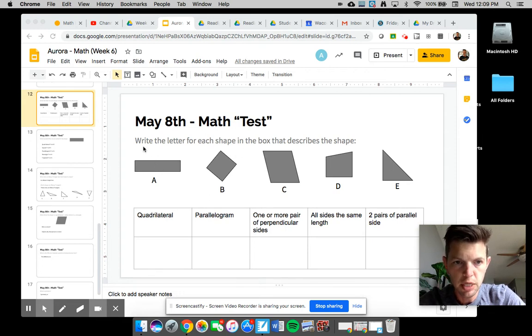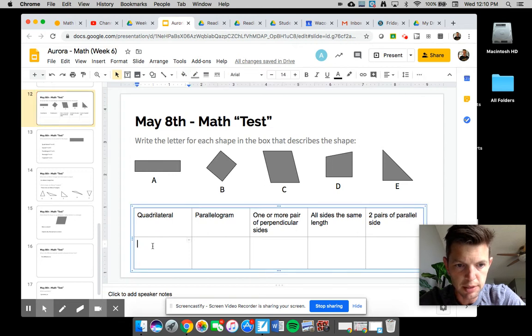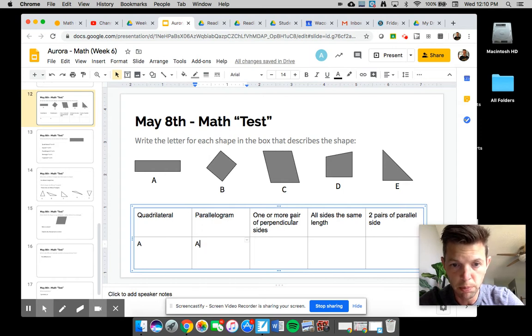The first one says write the letter for each shape in the box that describes the shape. So if shape A here is a quadrilateral, you would click in your box and put A. Is shape A a parallelogram? If it is, you put A there. Does it have one or more pair of perpendicular sides? If it does, you put A. If it doesn't, don't put it there.